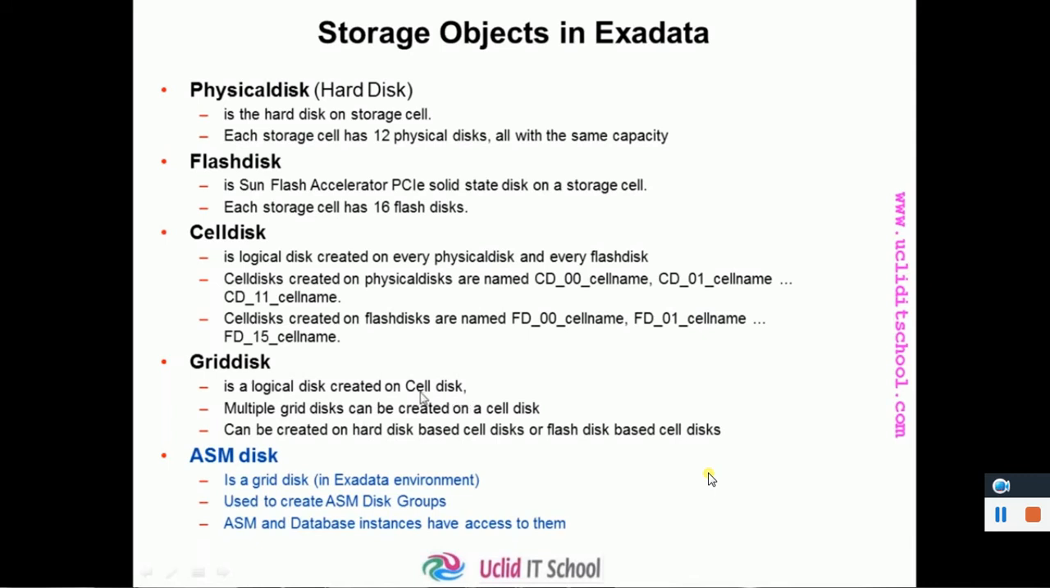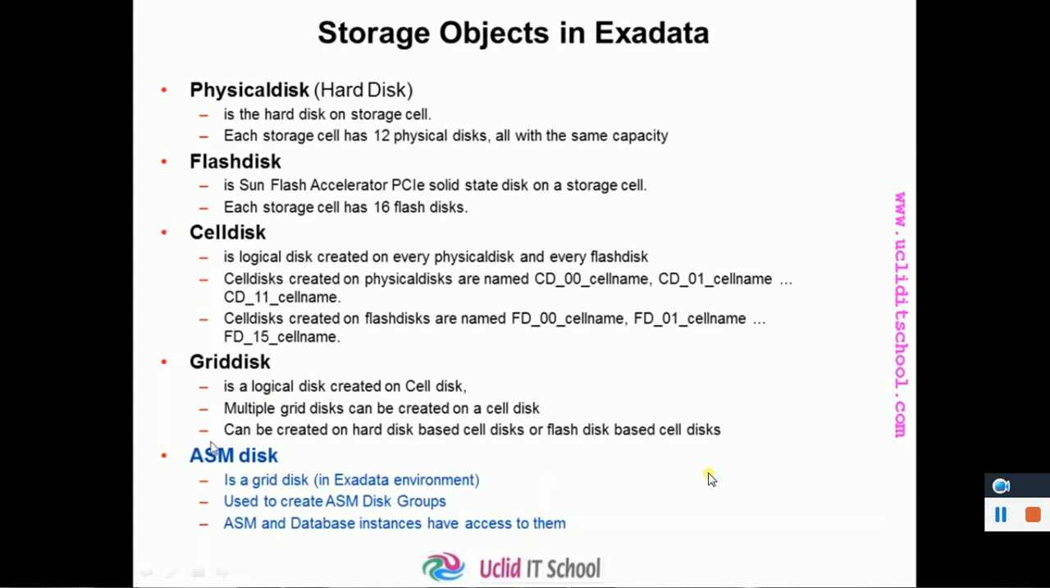And on one cell disk, you can create multiple grid disks. How many grid disks you create depends on how many ASM disk groups you are going to create ultimately. These grid disks can be created on hard disk based cell disks or flash disk based cell disks.